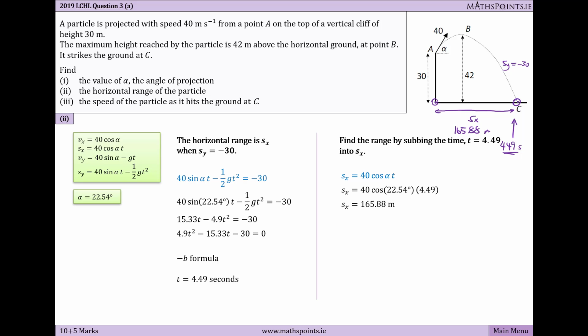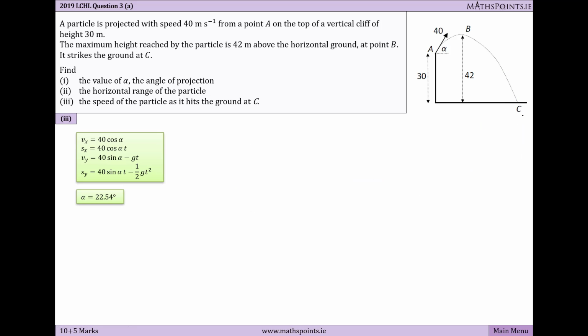The final part of the question is to find the speed of the particle as it hits the ground. As this particle hits the ground, it has both a vertical velocity and a horizontal velocity. The horizontal velocity as it hits the ground is 40 cos alpha, so that remains the same as it was when it was projected at point A. The vertical velocity is 40 sine alpha minus gt, and so we need to plug in a time into this to find out what the vertical velocity was when it landed.